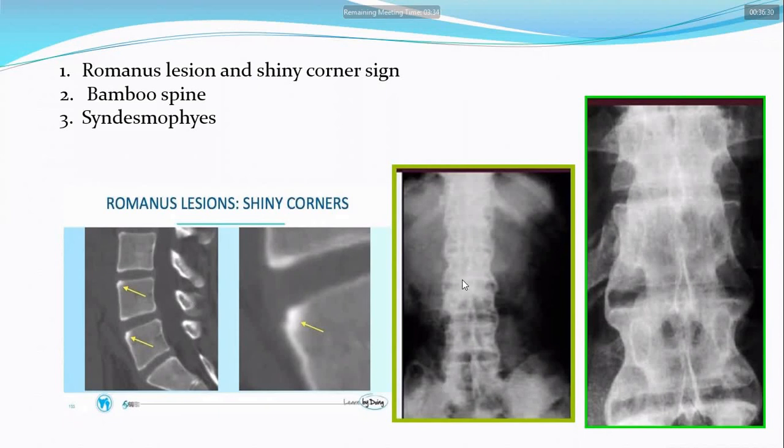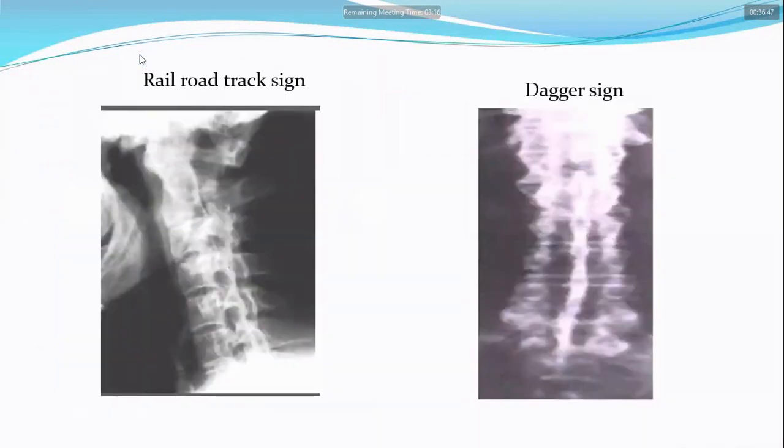This is the shiny corner sign, and the bamboo sign you can see in the middle, and these are the syndesmophytes. There will be ossification over the annulus fibrosus and the longitudinal ligament in the paravertebral tissue, on both sides. These are the ossified. This is the railroad track sign. The dagger sign is in the interspinous region. There is calcification of the interspinous ligament. This seems like a dagger.